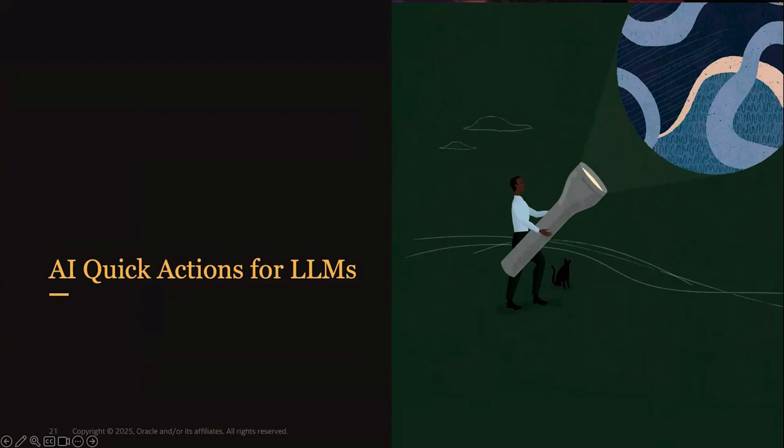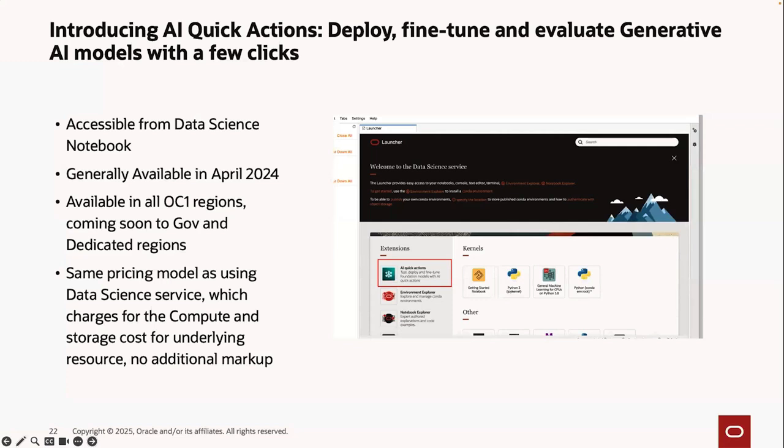I'm going to talk about a feature that we have in OCI Data Science called AI Quick Actions for large language models. AI Quick Actions is a feature inside the data science service that came out about a year ago. We have seen a lot of customers who are interested in using large language models. The generative AI space has attracted a lot of attention and become very popular in the last couple of years.